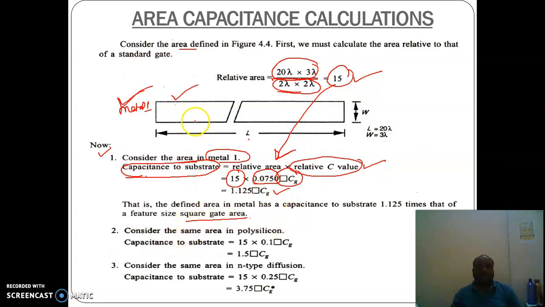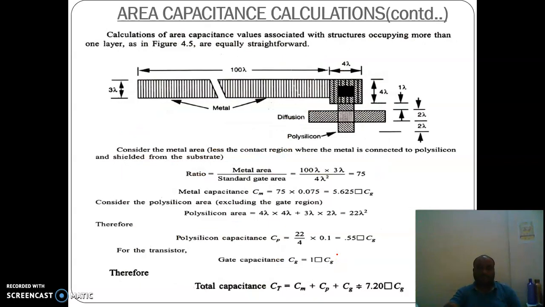Similarly, if you consider this area to be polysilicon, not metal, there also, for the capacitance of polysilicon to the substrate, the relative area is the same 15, but the relative capacitance value from the table is 0.1. So that is how the capacitance value changes. Similarly with the diffusion also. Hope this is clear.